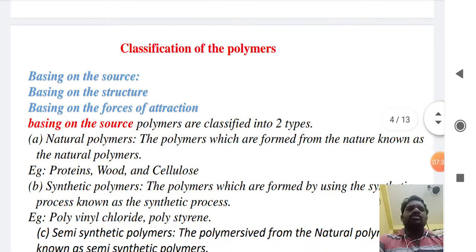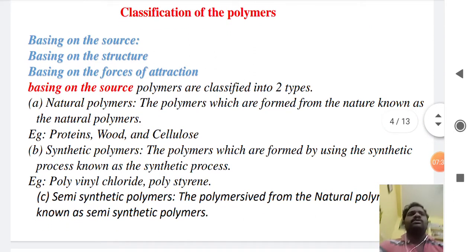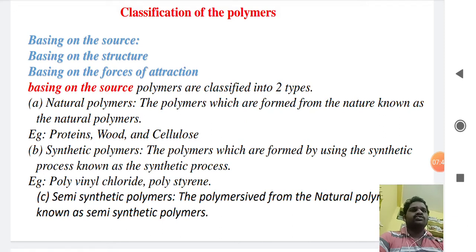Now, having completed homopolymers and heteropolymers, we are going to discuss three types of classification of polymers, based on the source, based on the structure, and based on the intermolecular force of attraction. First one is based on the source. Based on the source, the polymers are mainly classified into different types. One is the natural polymer, next is the synthetic polymer, and the third variety is called semi-synthetic polymers.